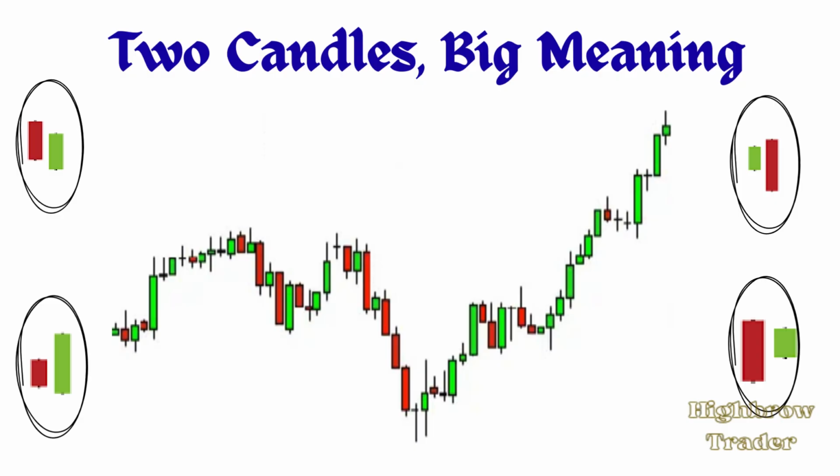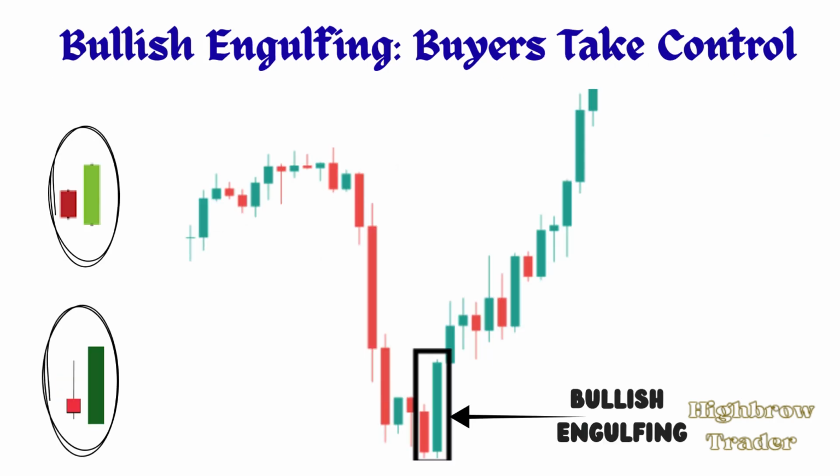Here are the key two candle patterns. A bullish engulfing pattern is a two-candle reversal signal that forms during a downtrend. The first candle is bearish, and the second is bullish, completely engulfing the body of the first candle. This indicates a shift in market sentiment from selling to buying pressure. Look at the chart below. Notice how the second candle's body fully covers the first, suggesting a potential reversal to the upside.